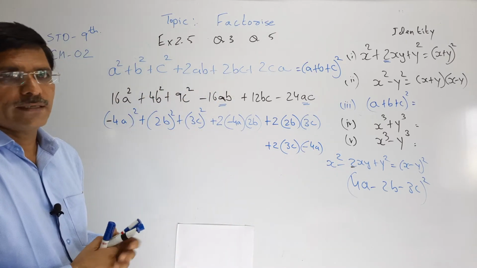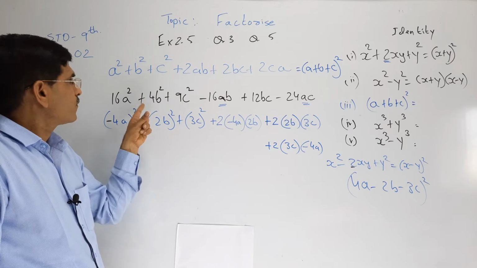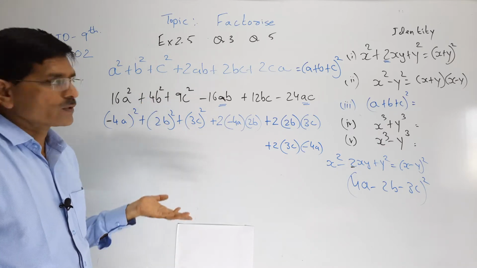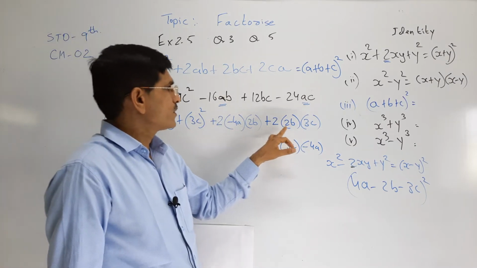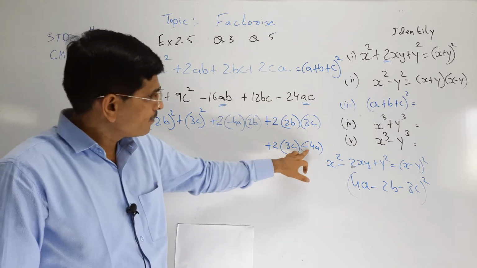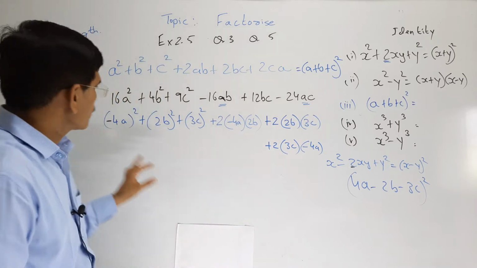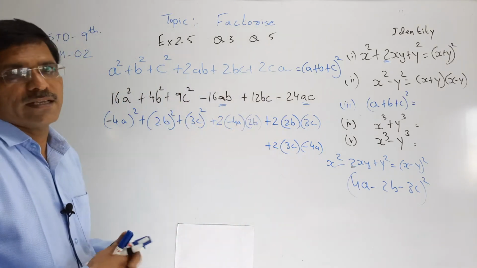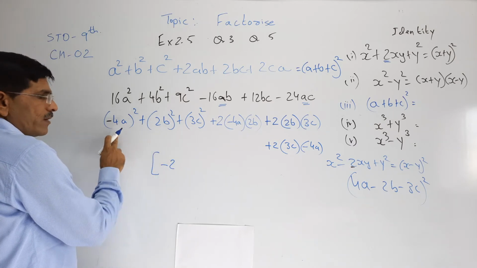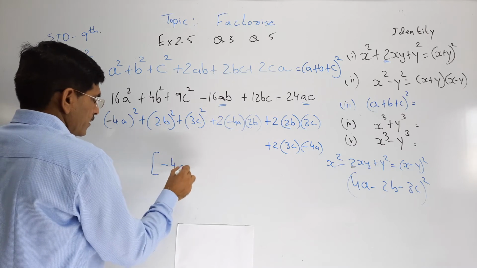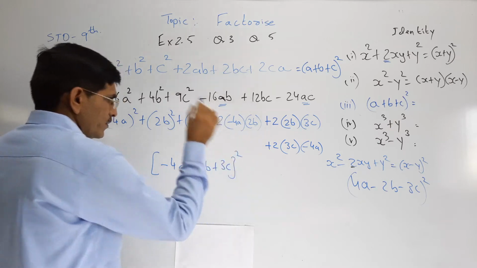Now if we open that, (minus 4a) whole square is 16a square, (2b) whole square is 4b square, (3c) whole square is 9c square, 4 2s are 8, 8 2s are 16, minus 16ab, 2 4s are 8, 4 3s are 12, 12bc, and minus one time is there, so 3 2s are 6, 6 4s are 24ac. So 1, 2, 3, 4, 5 and 6 terms are there. Then the answer must be, minus, here it is a square of 4, so (minus 4a plus 2b plus 3c) whole square.